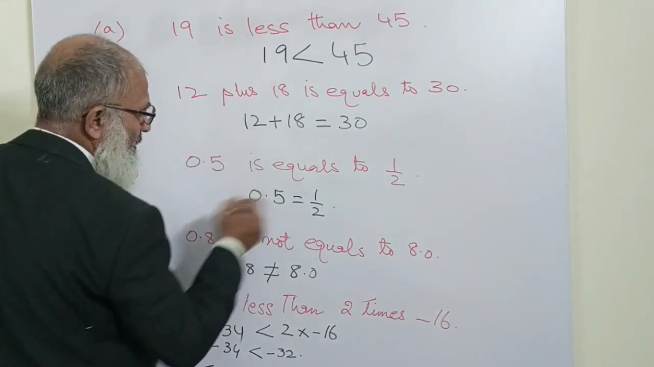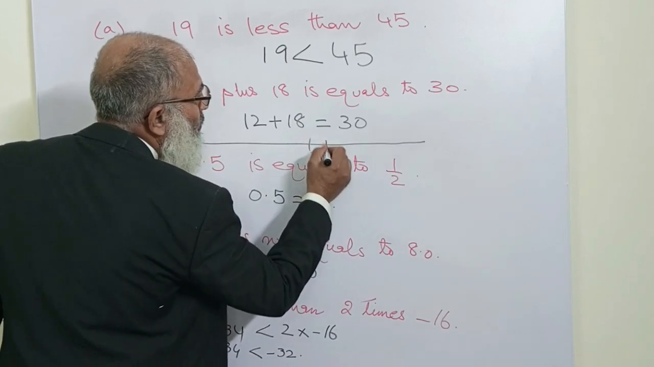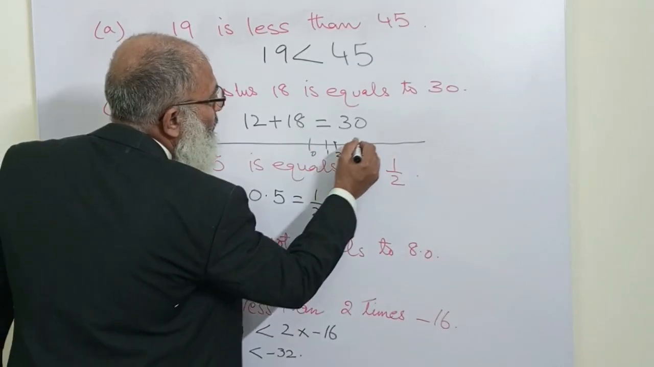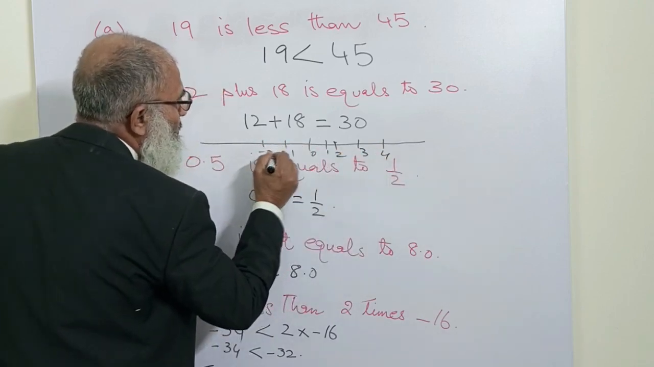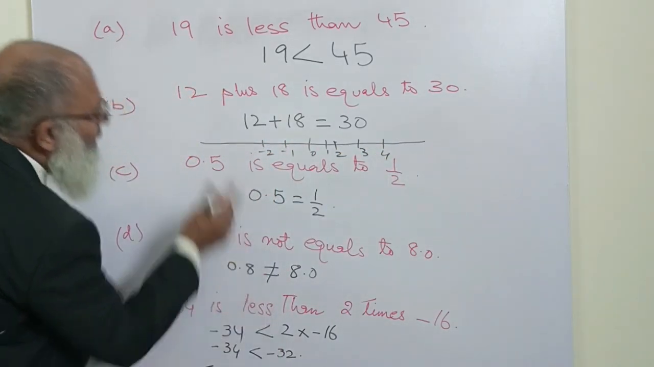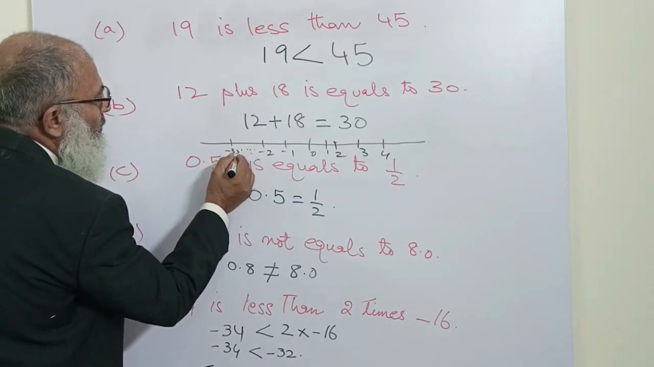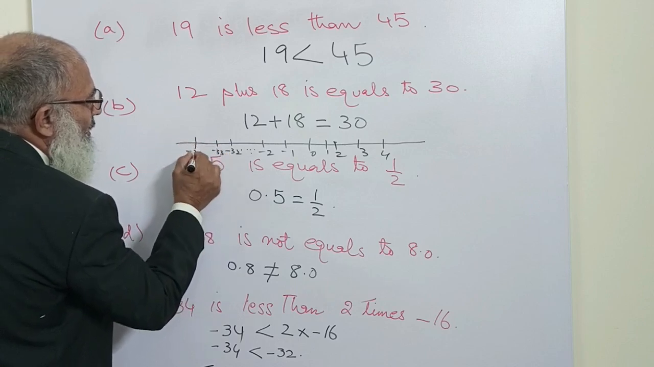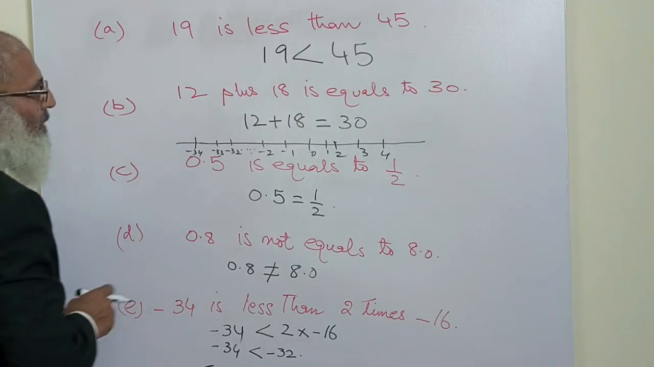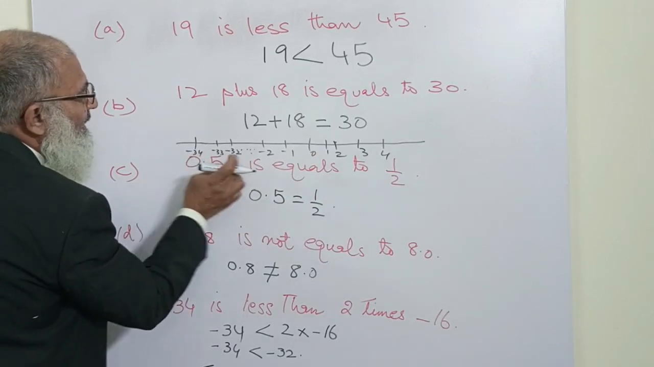Let me do it here. See, 0, 1, 2, 3, 4, minus 1, minus 2, and minus 32, minus 33, and minus 34. So it is farther away from 0 than minus 32. Therefore, it is lesser than minus 32.